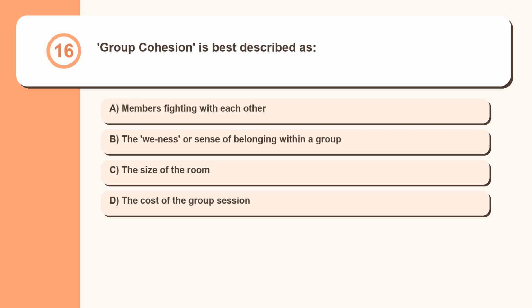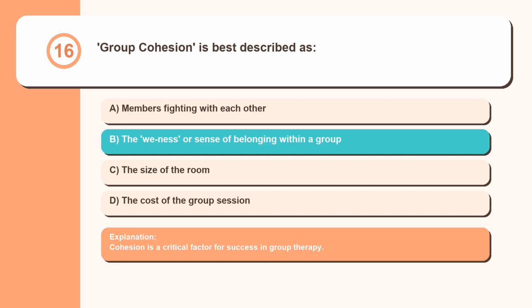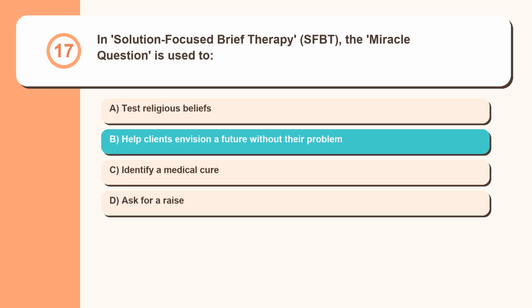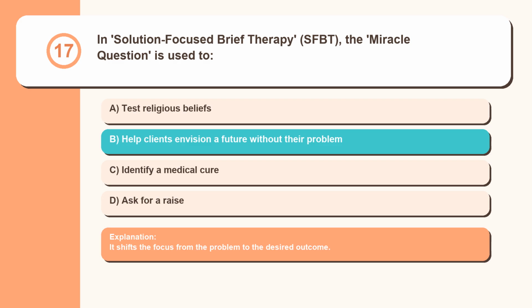Question 16. Group cohesion is best described as members fighting with each other, the we-ness or sense of belonging within a group, the size of the room, the cost of the group session. Cohesion is a critical factor for success in group therapy. Question 17. In solution-focused brief therapy, SFBT, the miracle question is used to test religious beliefs, help clients envision a future without their problem, identify a medical cure, ask for a raise. It shifts the focus from the problem to the desired outcome.